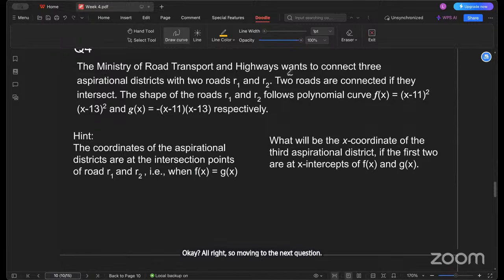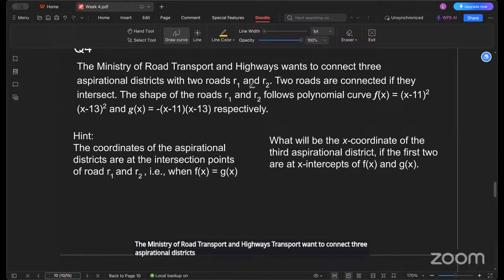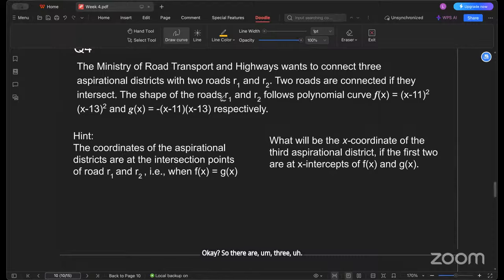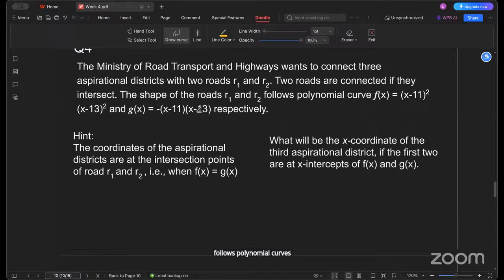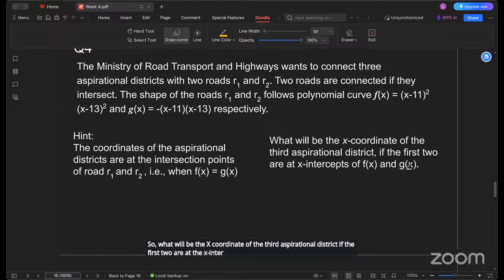The Ministry of Road Transport and Highways wants to connect three aspirational districts with two roads R1 and R2. Okay. So there are three districts which you are connecting with two roads. Now, two roads are connected if they are intersecting, right? Now, the shape of the roads R1 and R2 follows polynomial curves f of x and g of x. Okay. So now this is your f of x and this is your g of x. So what will be the x coordinate of the third aspirational district if the first two are at the x-intercept of f of x and g of x?